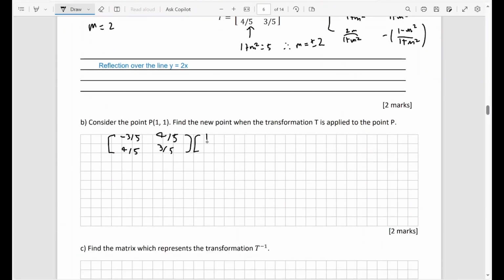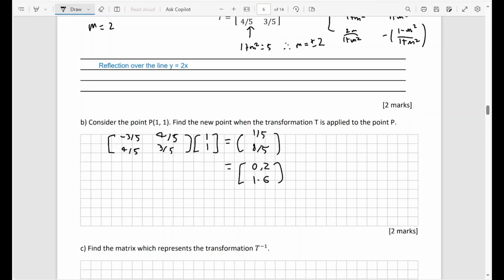So you've got the point (1, 1), and then we want to work out what this is. Minus 3/5 of 1 plus 4/5 of 1 gives me 1/5. And 4/5 plus 3/5 gives me 8/5. So that should be the new point. So that would be (0.2, 1.6), something like that.